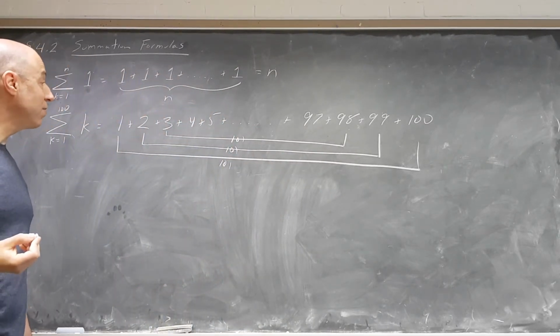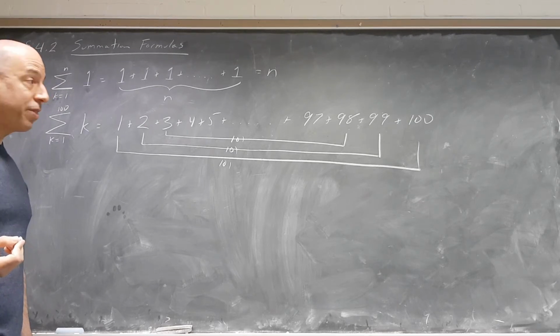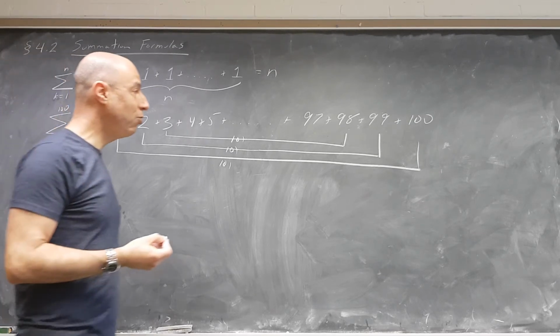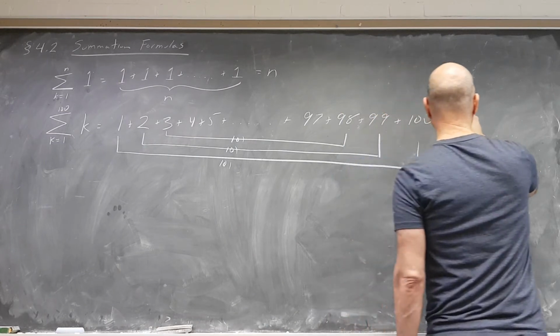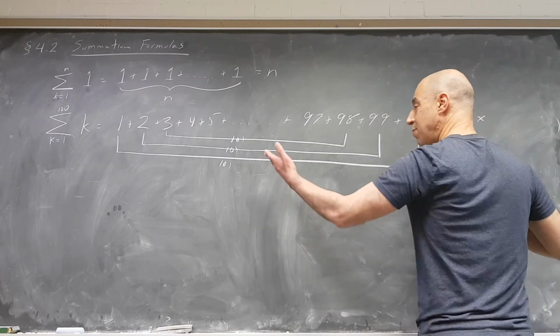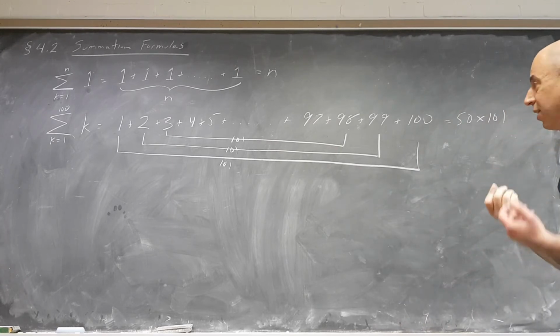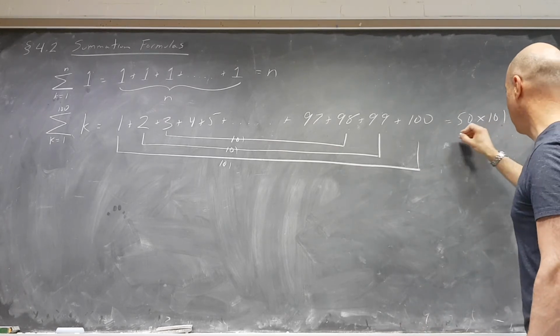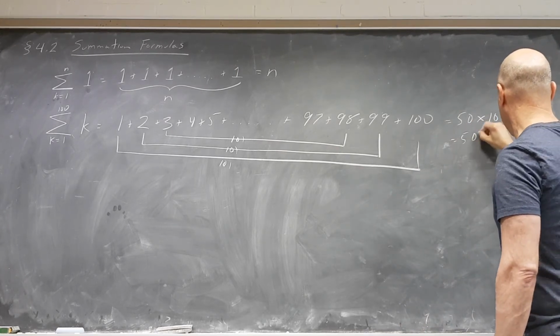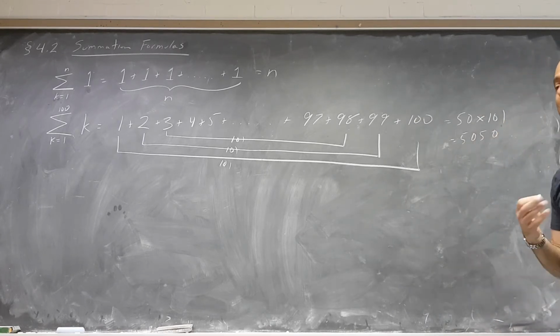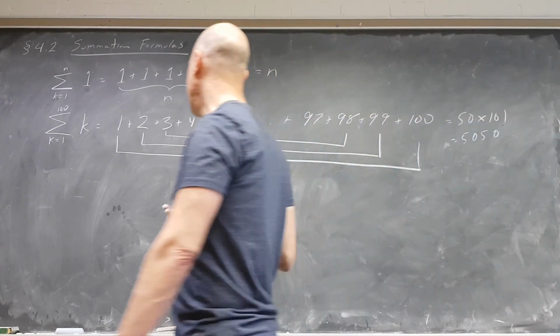How many pairs of numbers are there like that? Well, there are 50. And each one adds up to 101. 50 and 51 get paired. So 50 times 101 is 5,050. By using that kind of reasoning, you can come up with a formula.